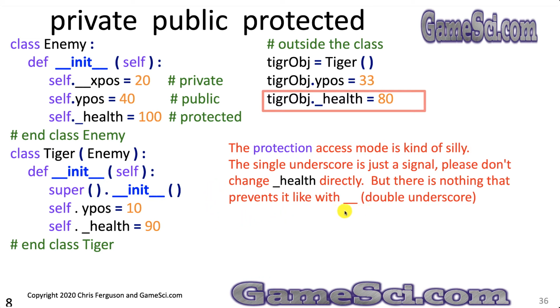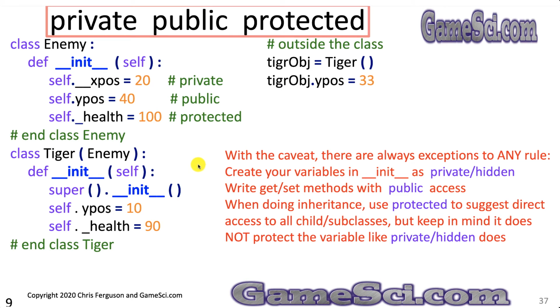Double underscore enforces it and says, no, you cannot change this variable directly. You must call a set method. With the caveat that there are always exceptions to any rule. Create your variables in init as private or hidden. Then write get and set methods with public access. When doing inheritance, try to use protected mode to suggest direct access to all child and subclasses, but keep in mind, it does not protect the variable like private or hidden does.